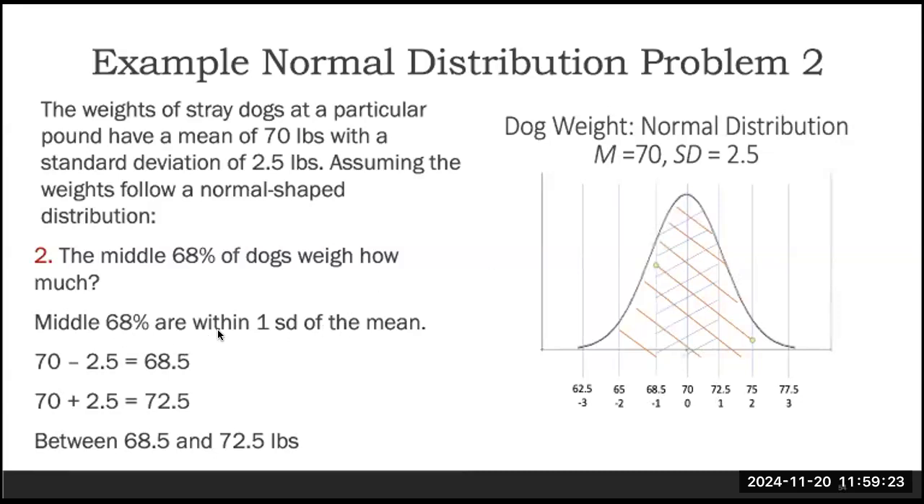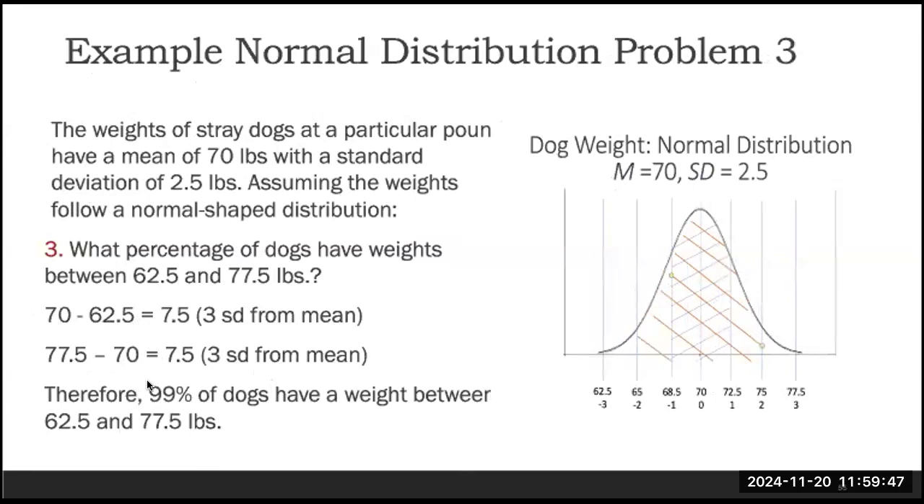So middle 68 are within 1 standard deviation of the mean. So 67.5 is one standard deviation below, 72.5 is one standard deviation above, and then you come up with your conclusion: the middle 68% of dogs weigh between 67.5 and 72.5 pounds.